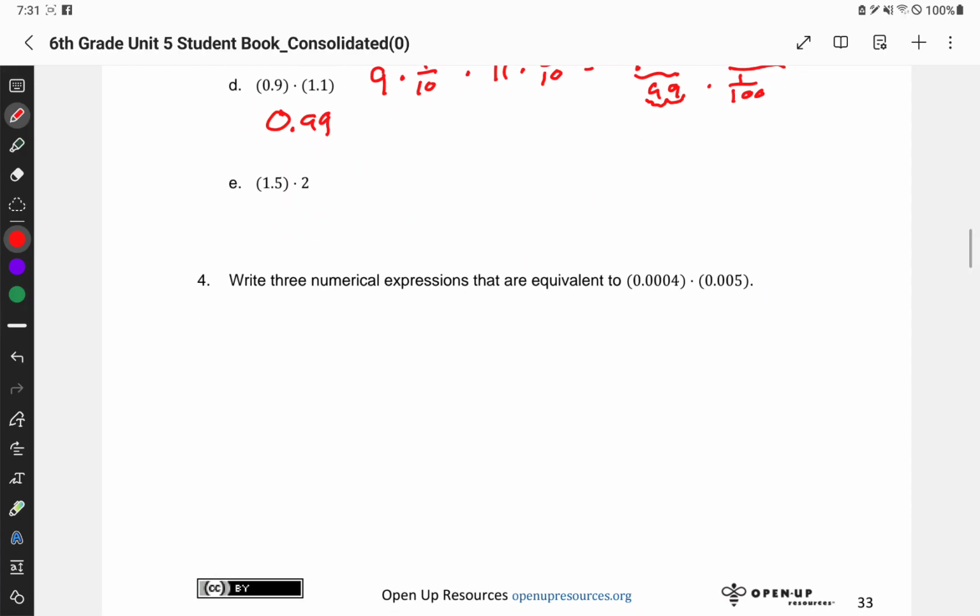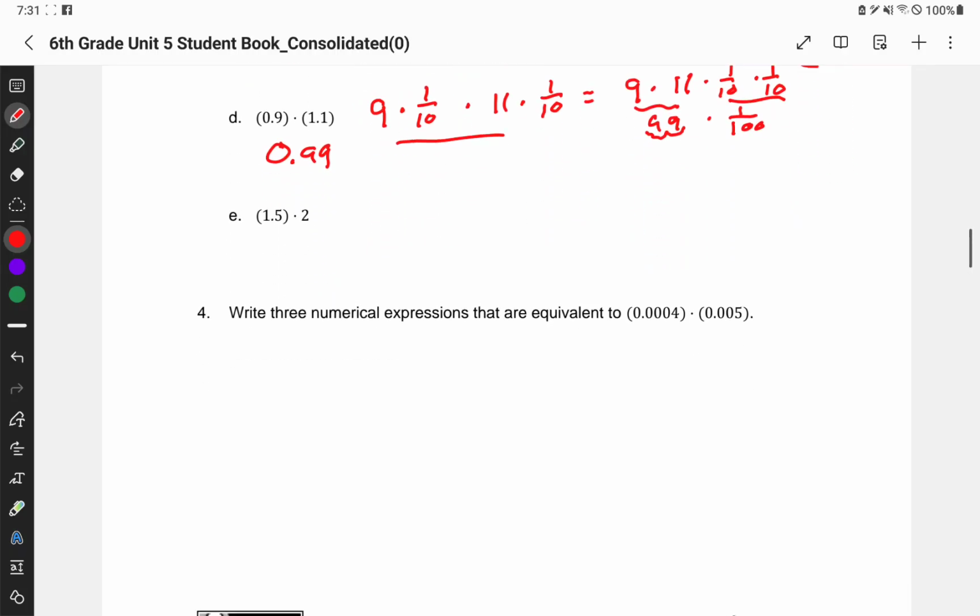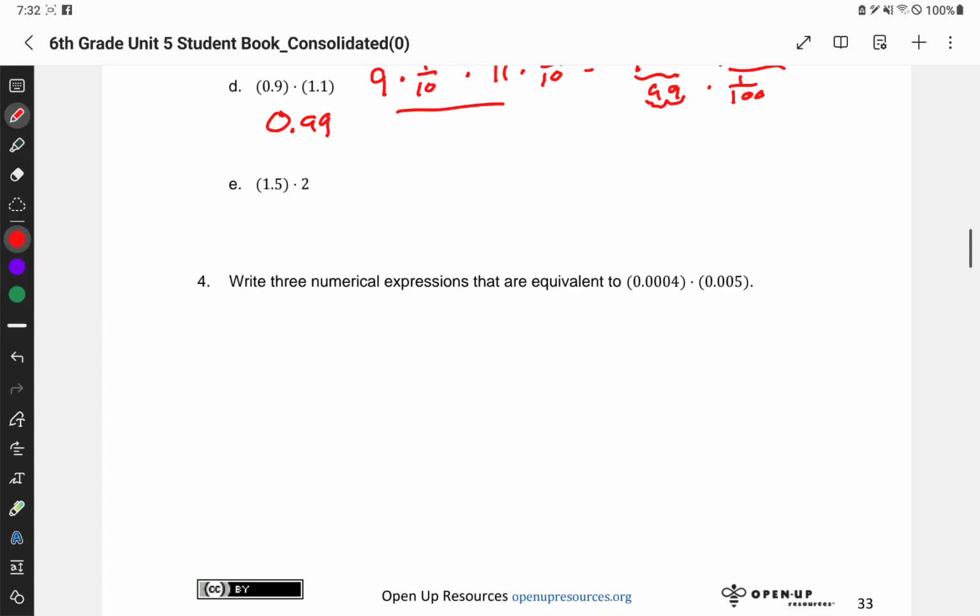Okay, for question 4, write 3 numerical expressions that are equivalent to this. Now, on Google Classroom, I only ask you to actually put 1. So when it asks you to write 3, well, here was 1, here was 2. Okay, so 4 times 0.0001 times 5 times 0.001.